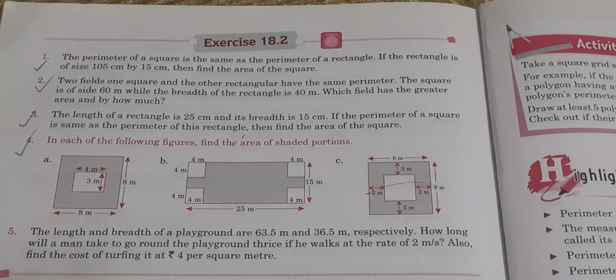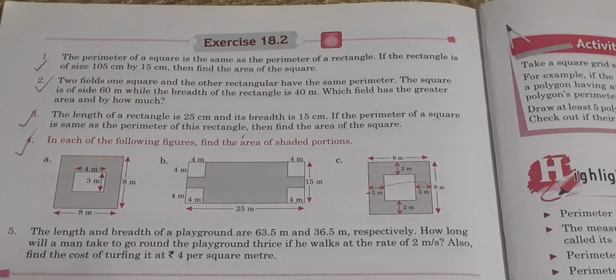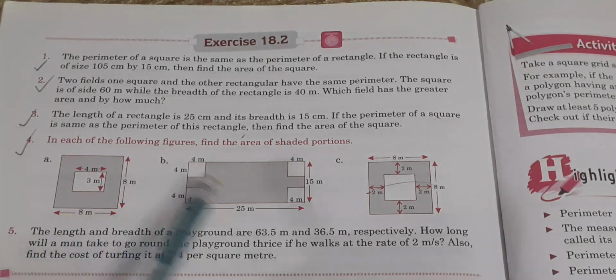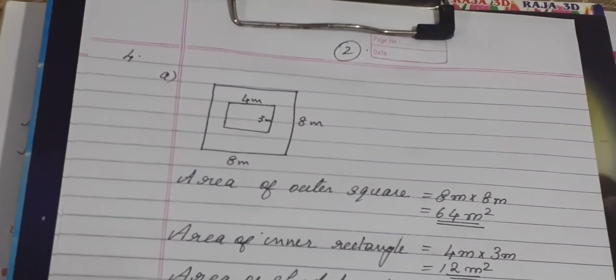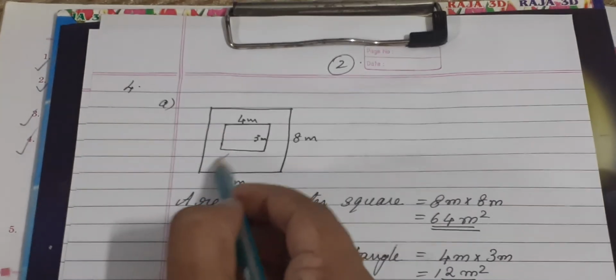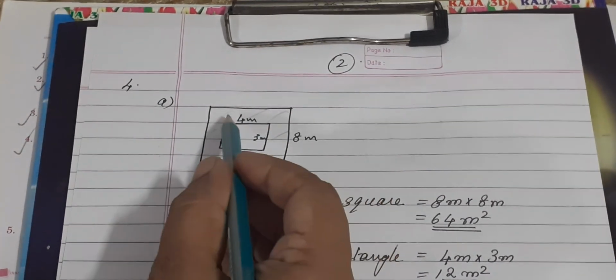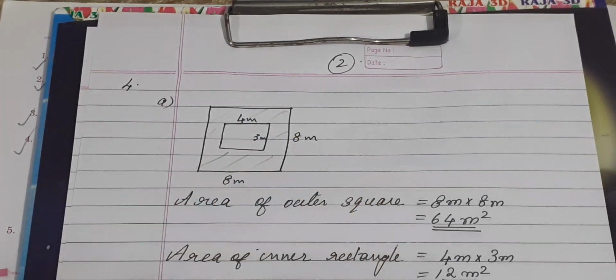Now we will move to the fourth question. In each of the following figures, find the area of the shaded portion. So 3 questions are there that we have to do. So first question, all of you draw the rough figure in your notes. Here you can see the outer rectangle and inner rectangle. This is the shaded area. Okay, so this portion's area we have to find out.